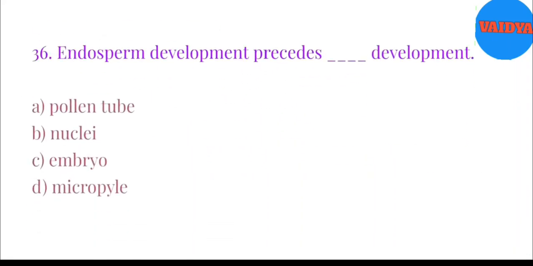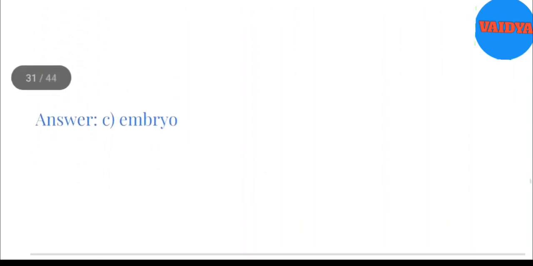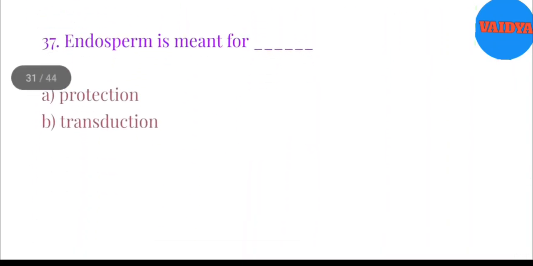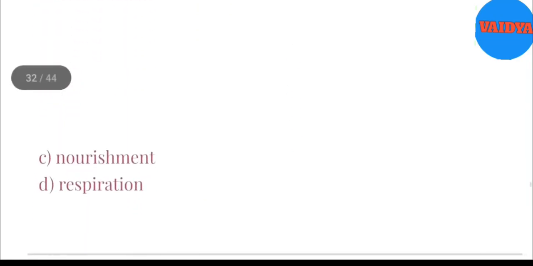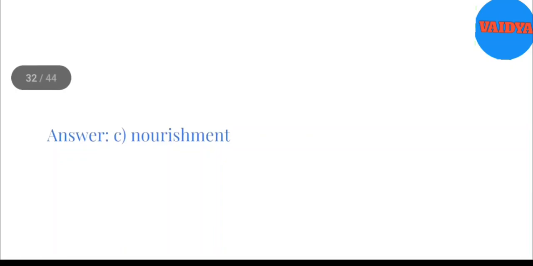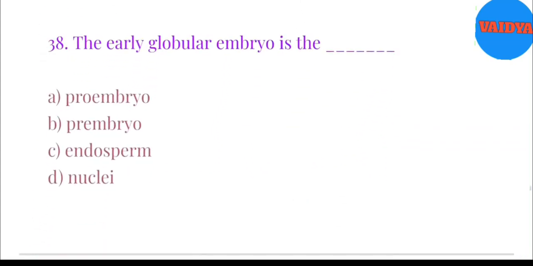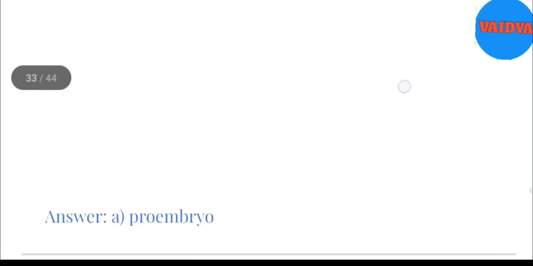37. Endosperm development precedes dash development. A. Pollen tube. B. Nuclei. C. Embryo. D. Micropyle. Answer: C. Embryo. 38. Endosperm is meant for? A. Protection. B. Transduction. C. Nourishment. D. Respiration. Answer: C. Nourishment. 39. The early globular embryo is the? A. Proembryo. B. Preembryo. C. Endosperm. D. Nuclei. Answer: A. Proembryo.